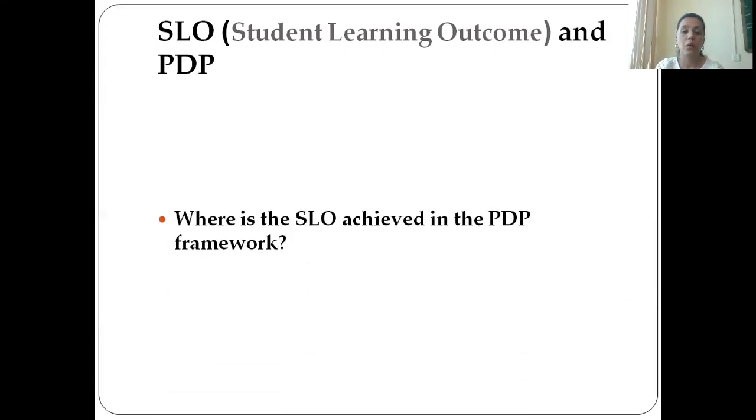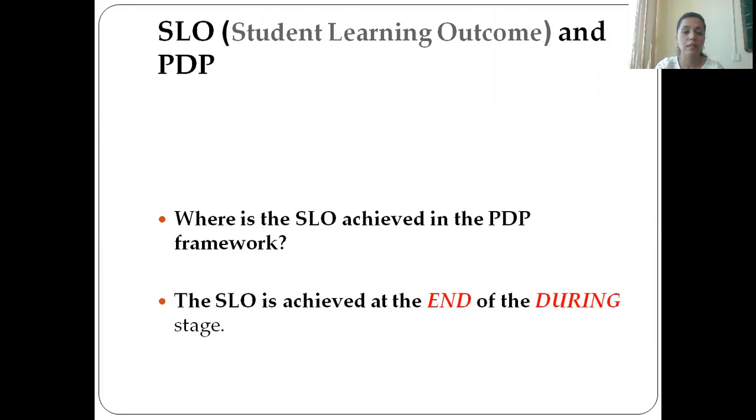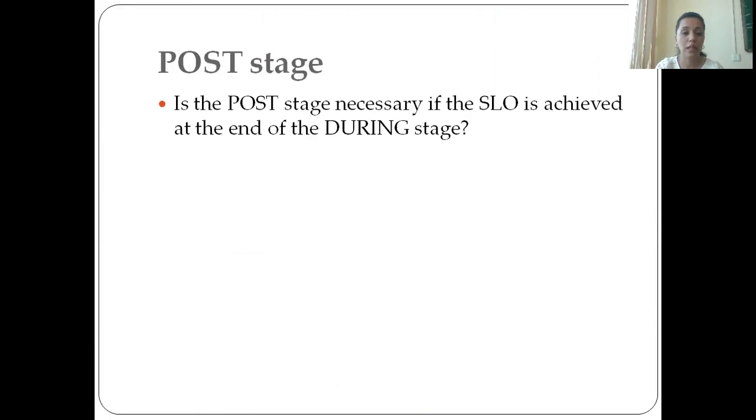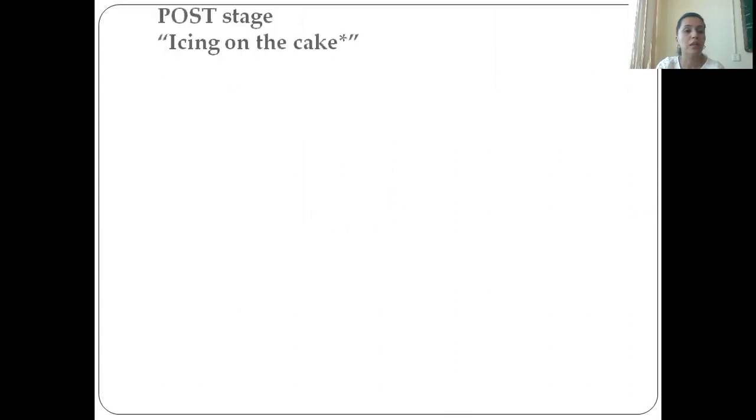Where is the CLO achieved in the PDP framework? The CLO is achieved at the end of the during stage. Post stage. Is the post stage necessary if the CLO is achieved at the end of the during stage? No. So why have the post stage?